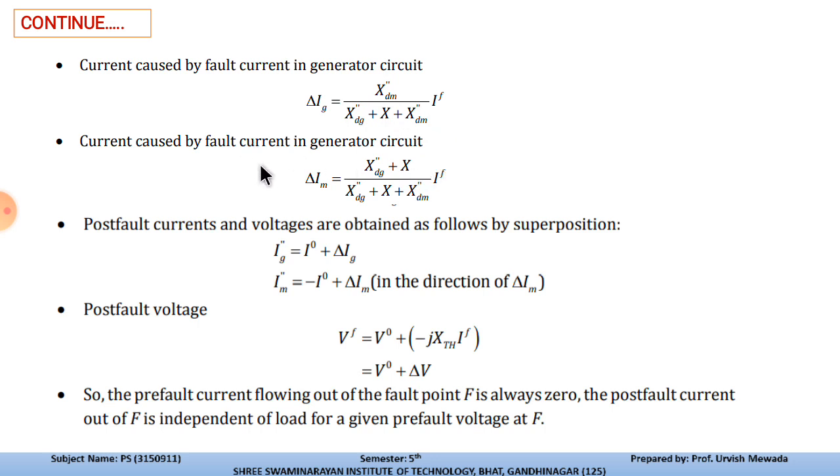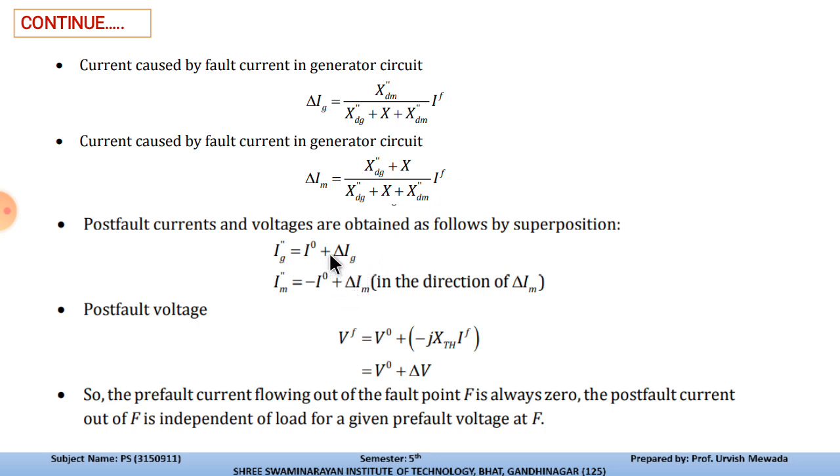Now the current caused by the fault in the motor circuit, delta Im, is equal to X''DG divided by X''DG plus X''DM, into I raised to F. So the post-fault current Ig'' is equal to I raised to 0 plus delta Ig. So this is the formula of the current.